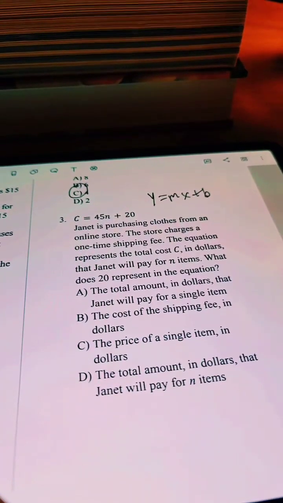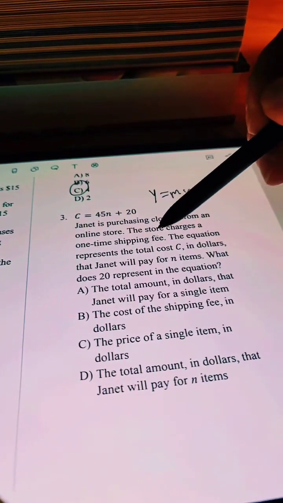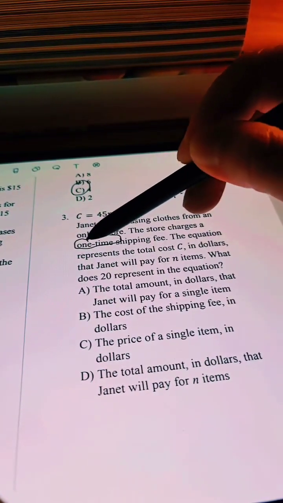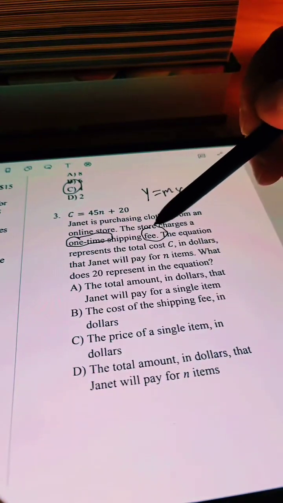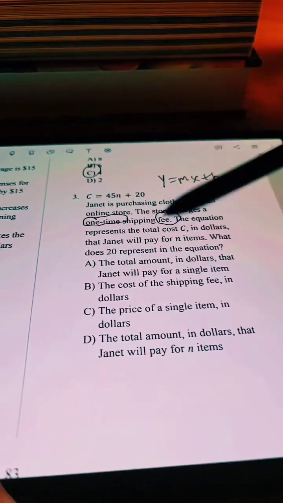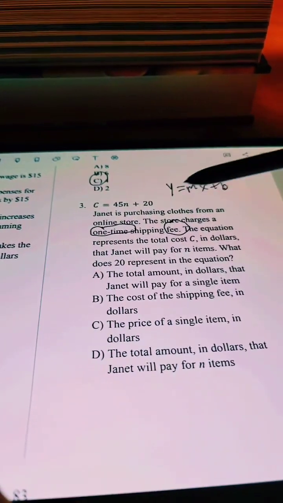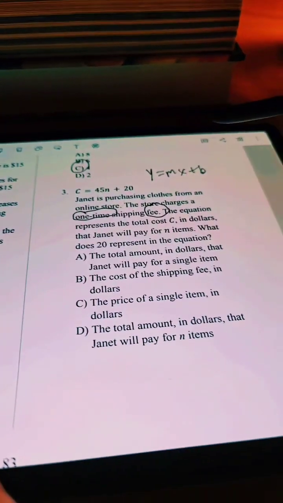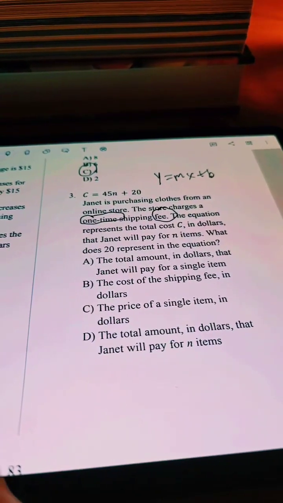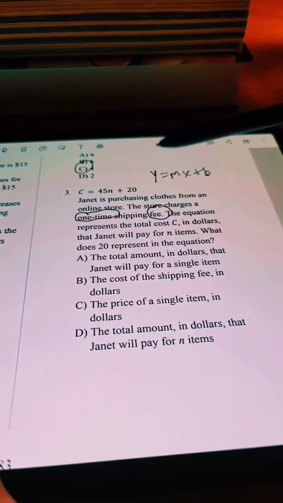And some keywords that will help you out on the exam are, anytime it says one time or fee, those are typically going to be indicators that you're talking about what's acting as the y-intercept. Or if they use the word initial or start, those types of words.